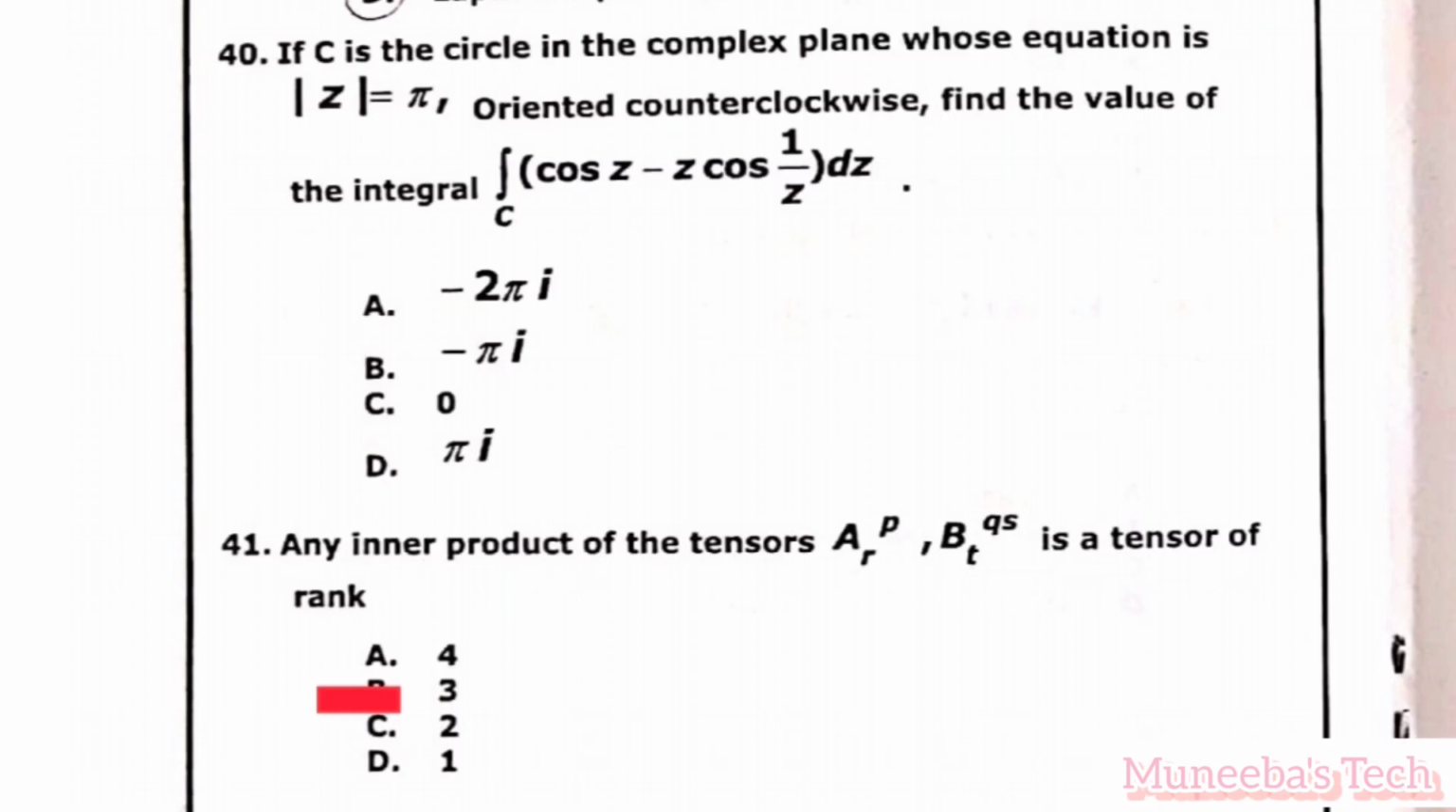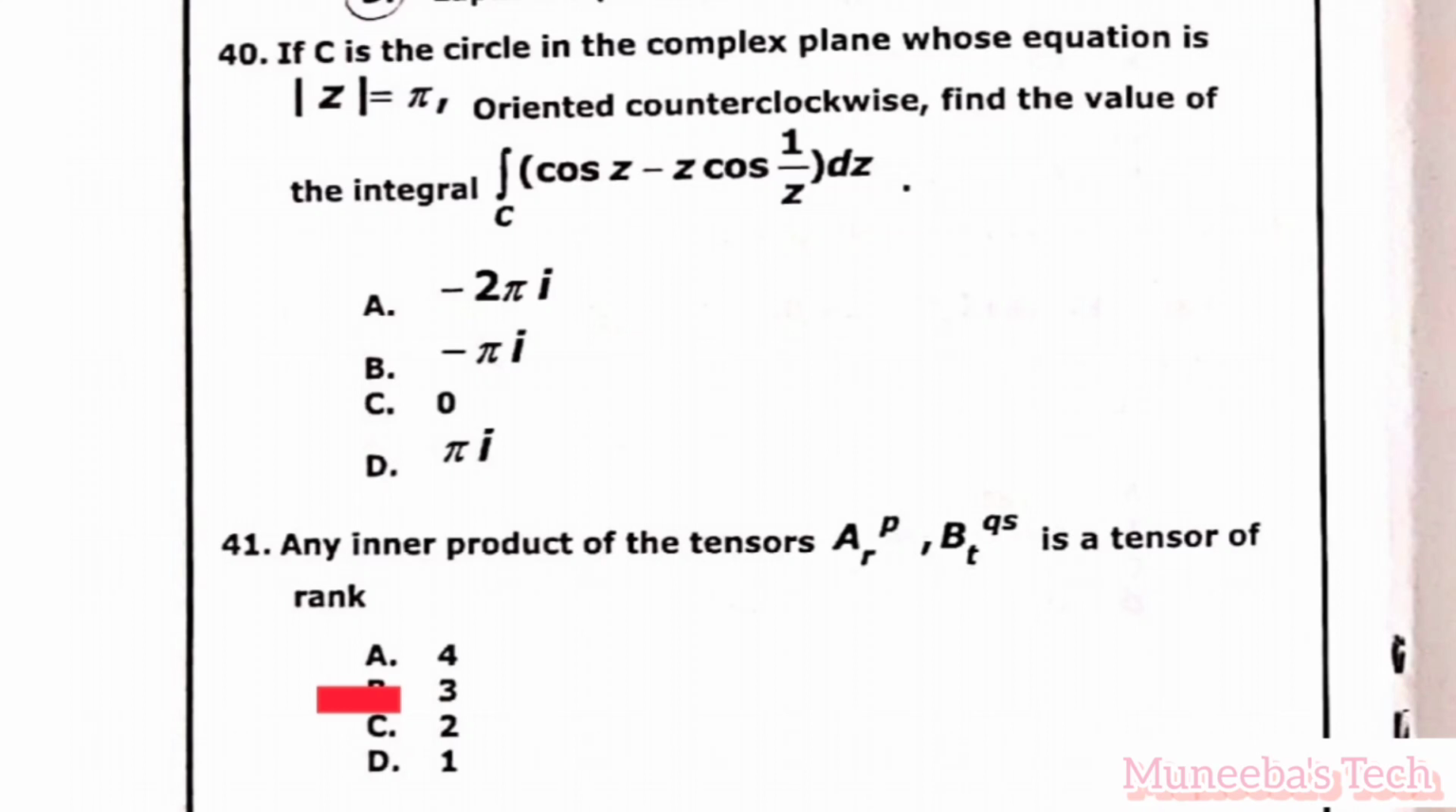Question number 40. If C is the circle in the complex plane whose equation is absolute value of z is equal to pi, oriented counterclockwise, find the value of the integral. I have solved this question and found that the option B is correct, but you can verify this one.